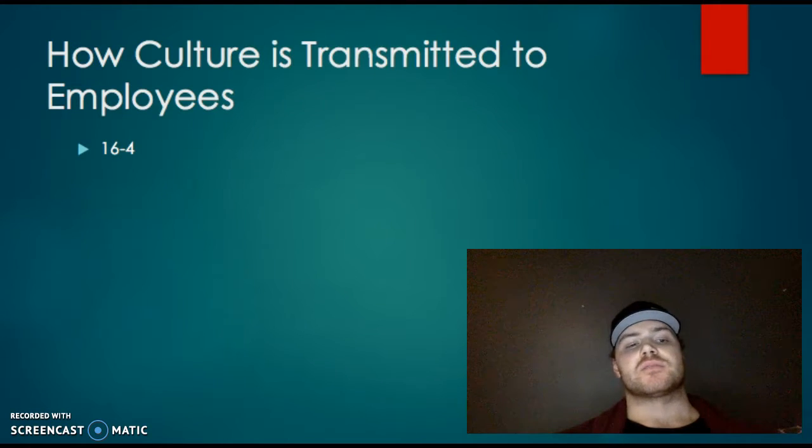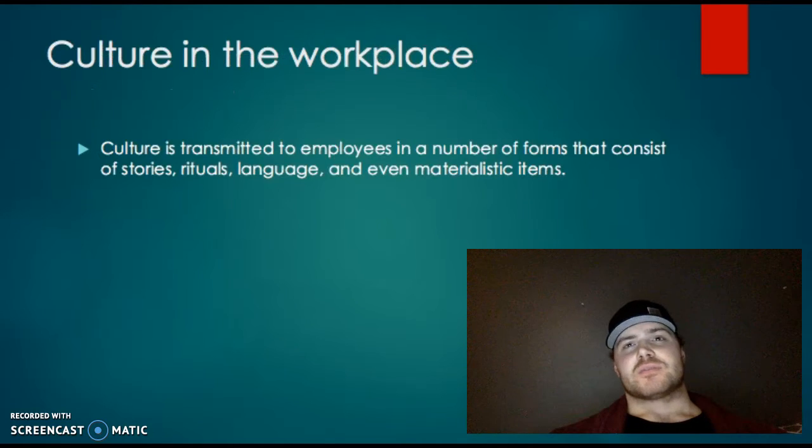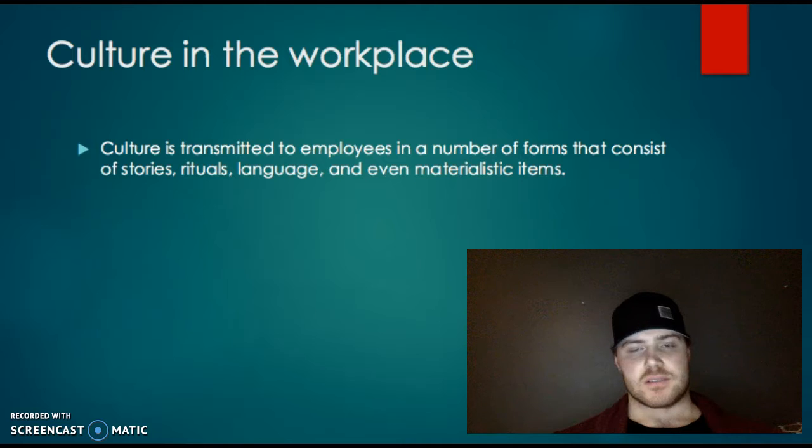How culture is transmitted to employees, which is section 16.4. Culture in the workplace. This can be confusing at times because many people think of culture as religion, ethnicity, and all that, which kind of ties into play with this, but not as much. Culture is transmitted to employees in a number of forms that consist of stories, rituals, language, and even materialistic items.